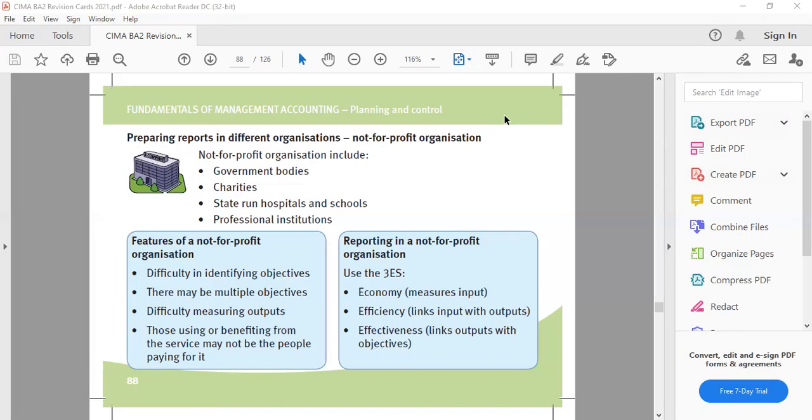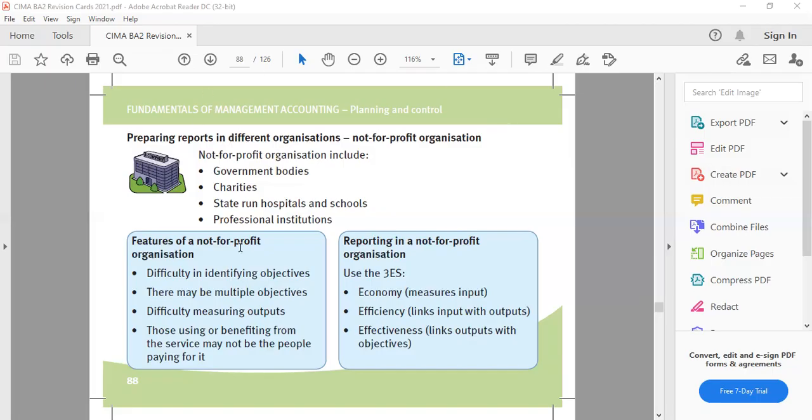So, in this case, their objective is not to earn profit. Does that mean that they don't have to take any measures to perform well? Because there's no accountability, no profit is taken into consideration. So, how do we measure the performance in such organizations? It is measured by way of 3 E's.